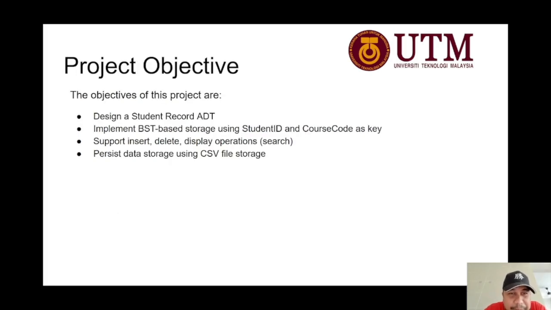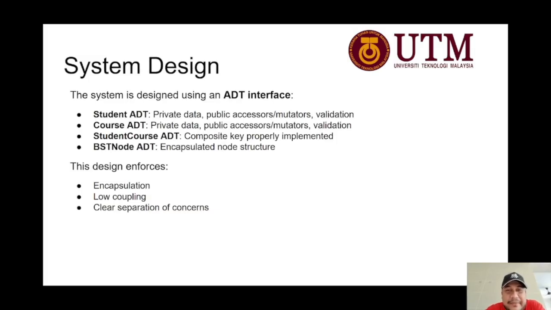Project overview. The objectives of this project are to design a student record system using the abstract data type, implement the BST-based storage, support the insert, delete, search, and display operations, and then persist the data storage using the CSV. The system design for the abstract data type interface is separated into 4: the student ADT, the course ADT, the student course ADT, and the binary search tree ADT. This design enforces encapsulation, low coupling, and clear separation of concerns.